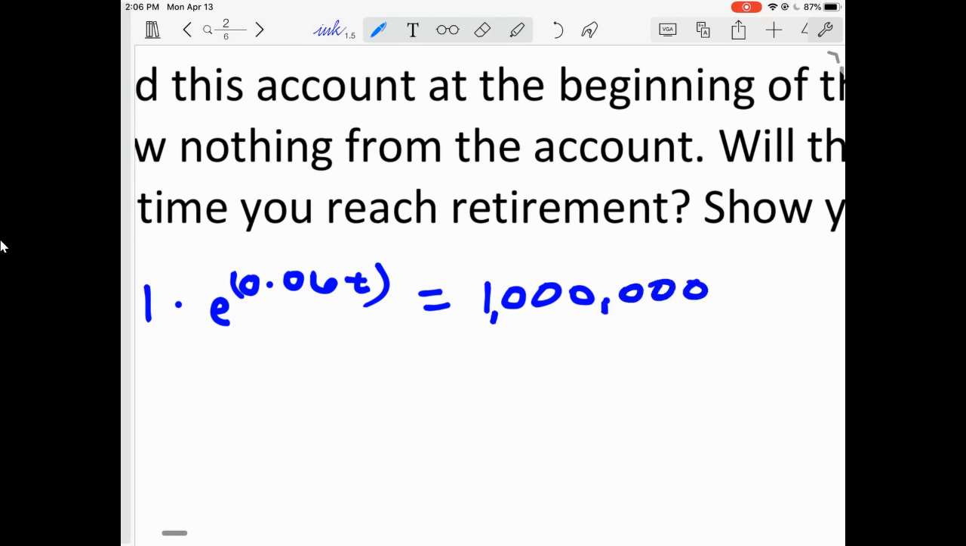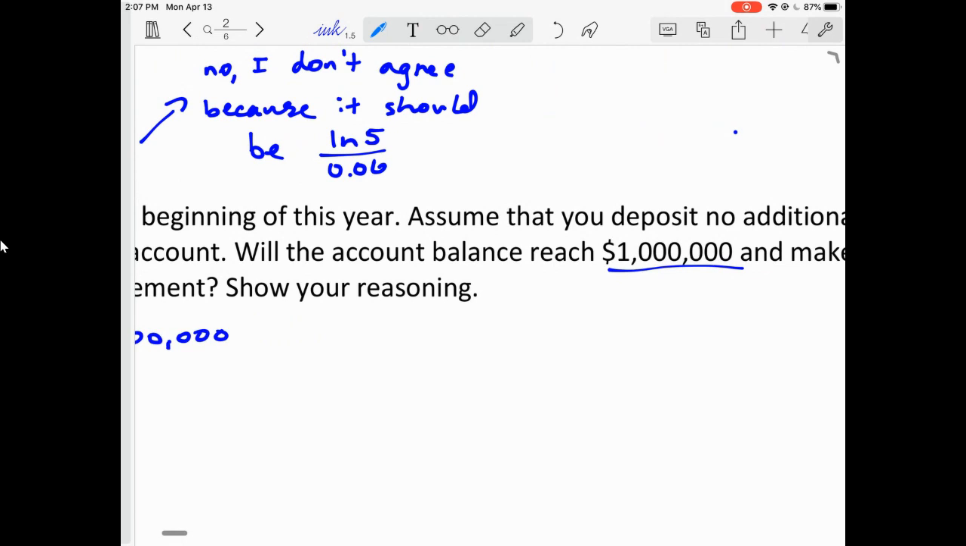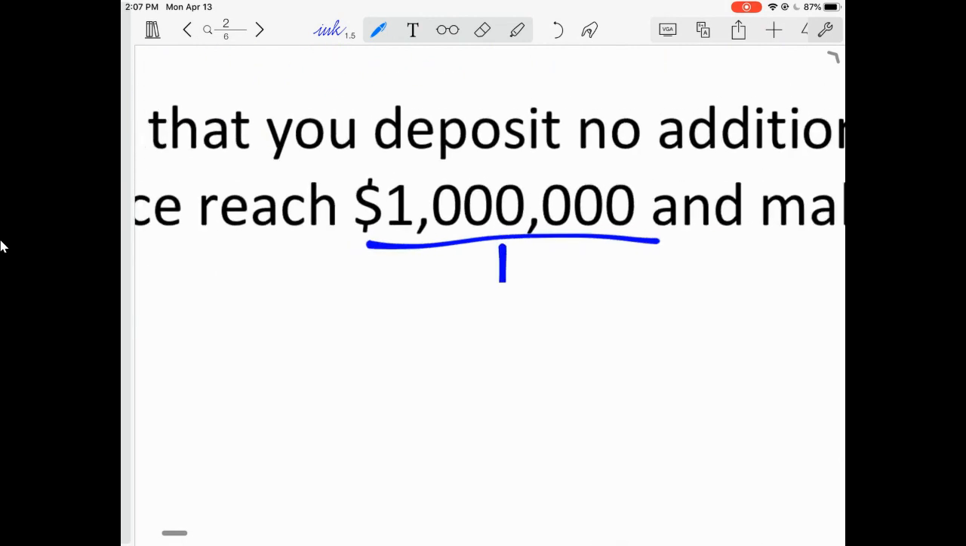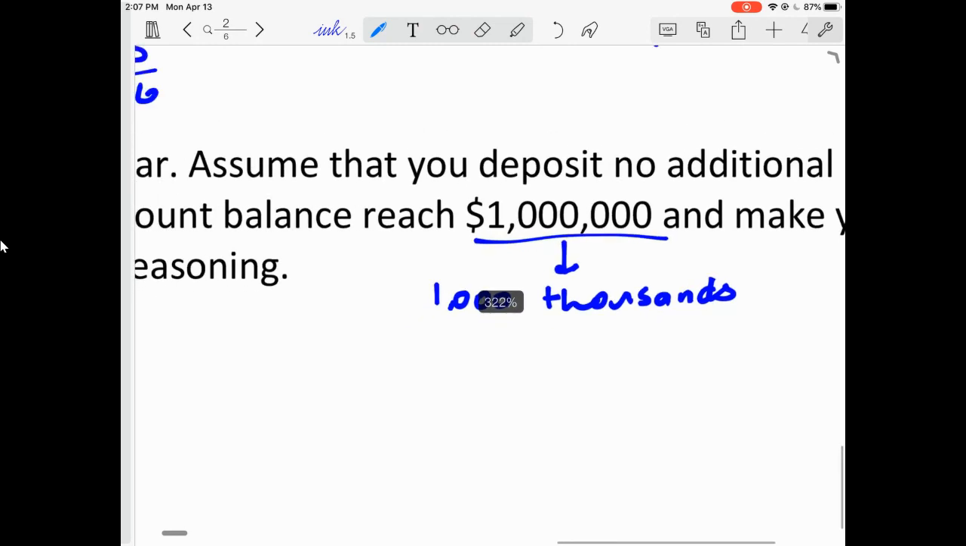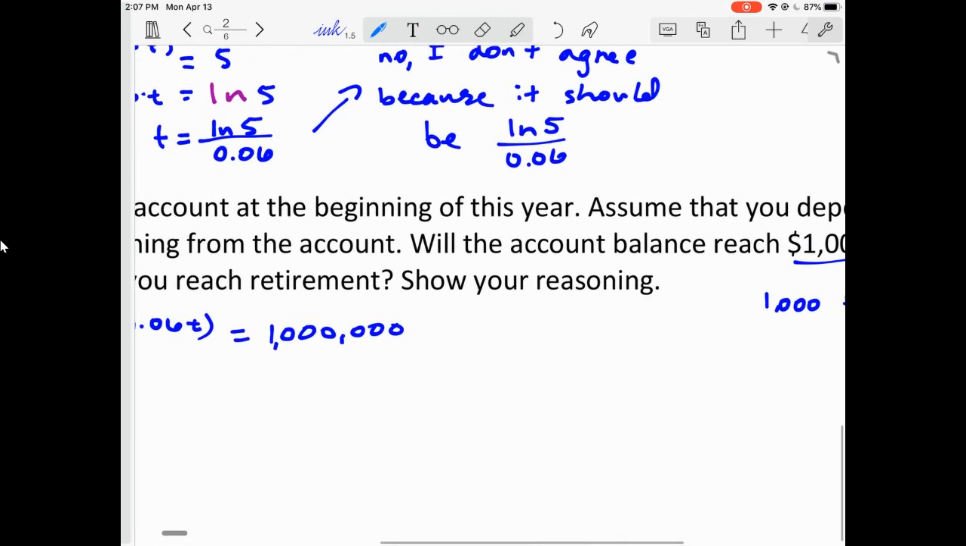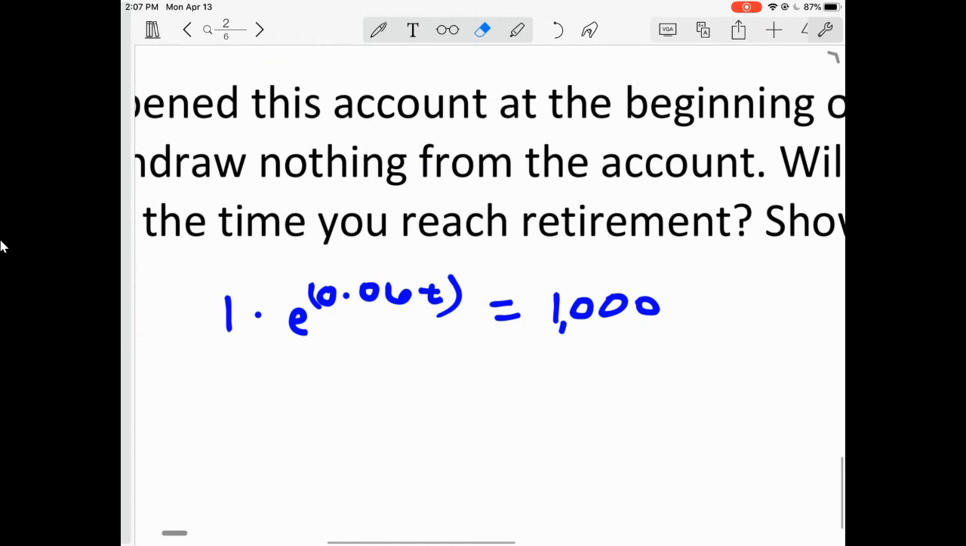In fact, we're actually not going to put 1 million here because we're talking in thousands still. So how many thousands are in a million? 1 million is 1,000 thousands. If you wrote 1,000 and added it 1,000 times, it would get you a million. So really, if we wrote 1,000 there, that means 1,000 thousands, which is a million.